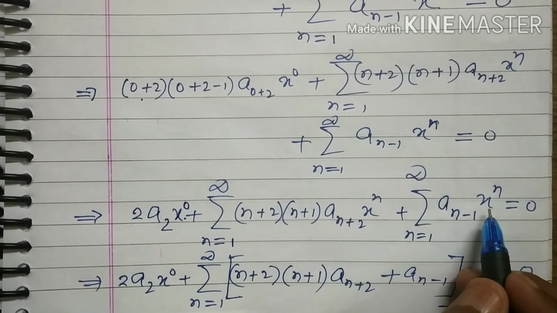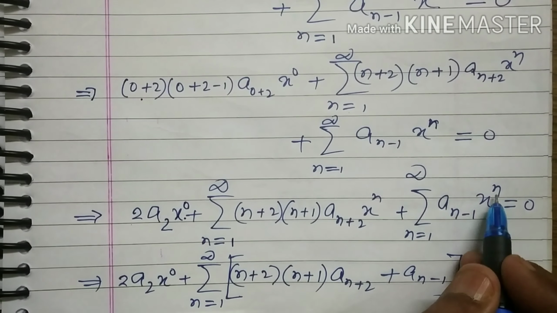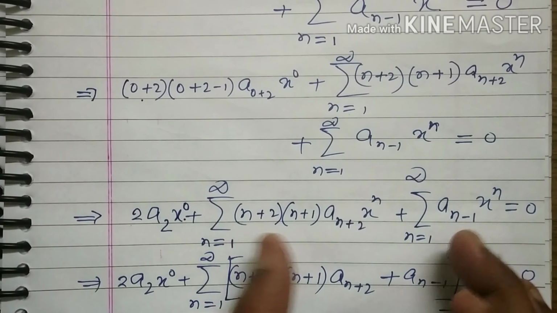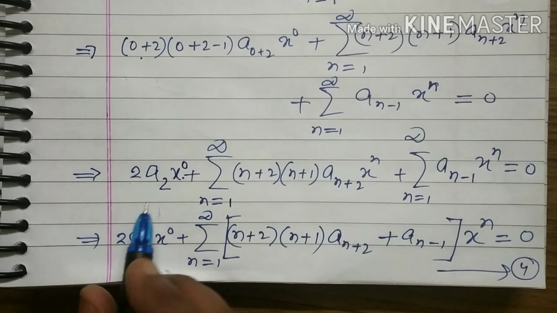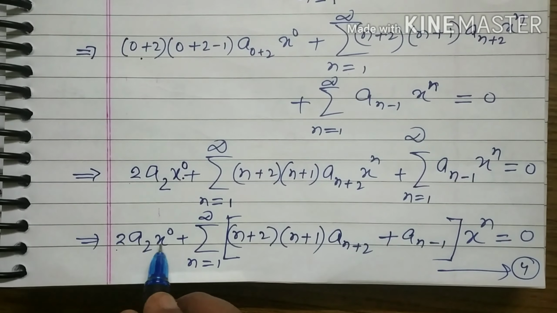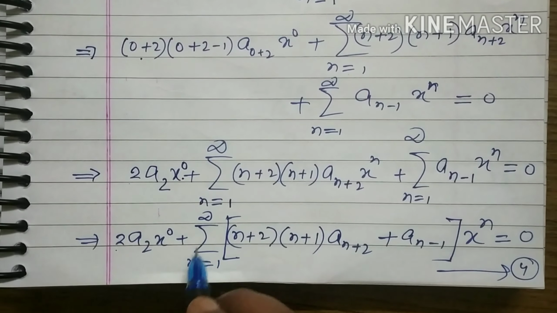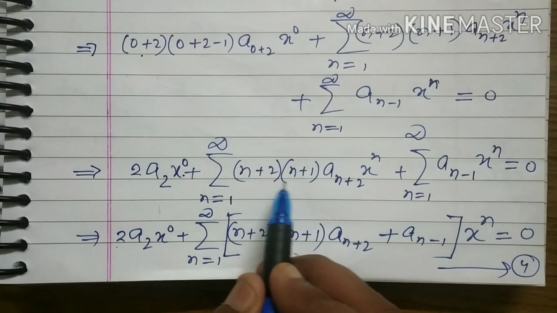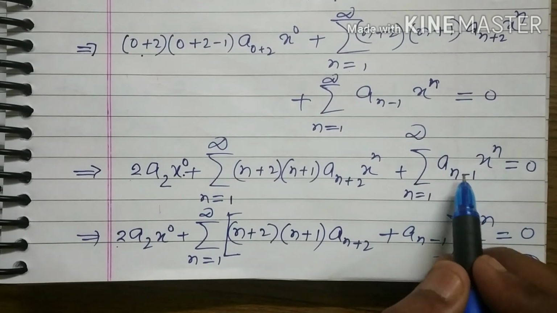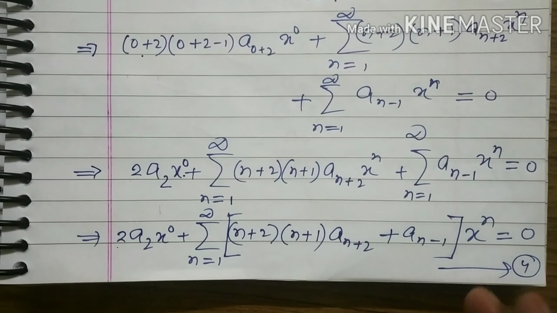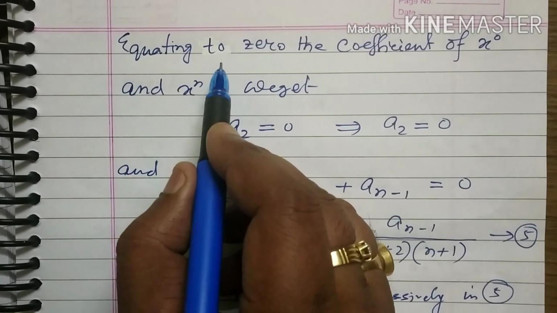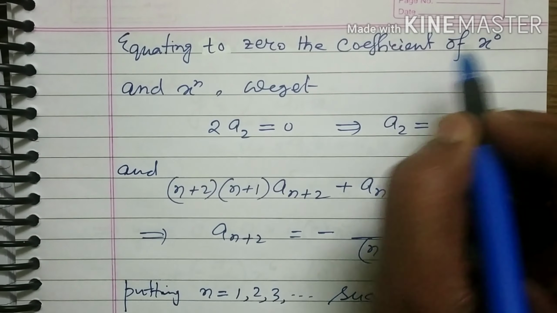The variable part x to the power n and the summation part are the same in both cases, so you may consider the coefficient part. From here you have 2a2 x to the power 0, which is 1, plus the summation n equals 1 to infinity of x to the power n with coefficient (n plus 2)(n plus 1) a_(n plus 2) plus a_(n minus 1). This is equation number 4. Next, equating to 0 the coefficients of x to the power 0 and x to the power n.